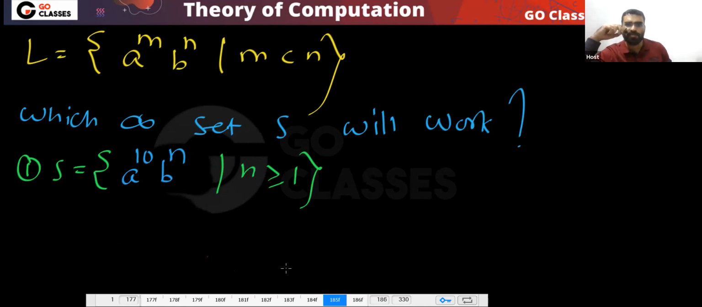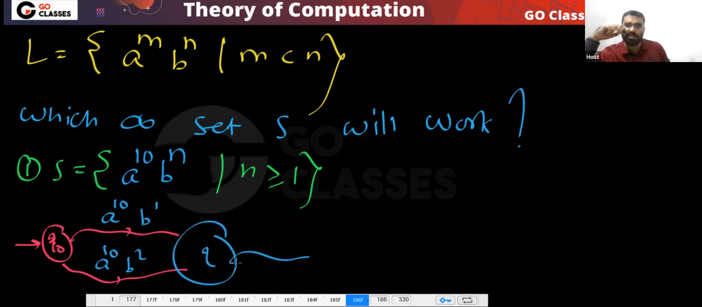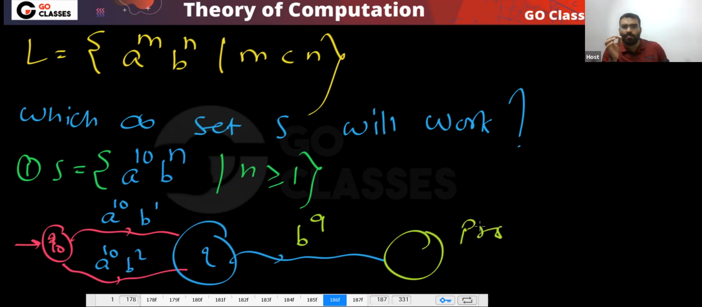So tell me, will this create a problem? Will this set work? Let me check. If two strings are going to the same state, will there be any problem? Let's assume, for example, A power 10, B power 1 or A power 10, B power 2. Which extension will create a problem? This B power 9 is going to create a problem.